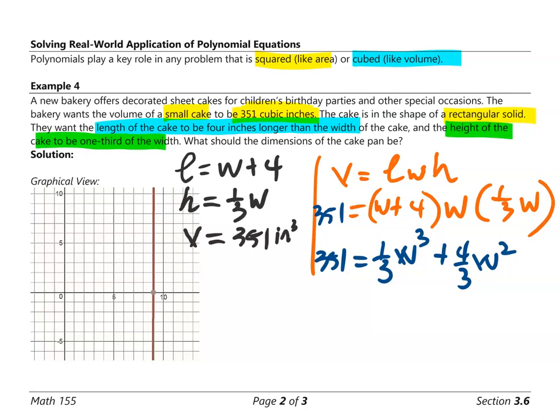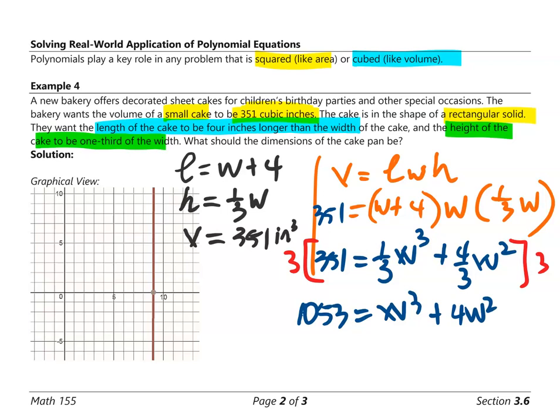And then what's the easier way? To get rid of this denominator, we can multiply everything by 3. 3 times 351 is 1053, which is equal to W cubed plus 4W squared. And if you subtract 1053 both sides, that's going to be 0 equals W cubed plus 4W squared minus 1053.